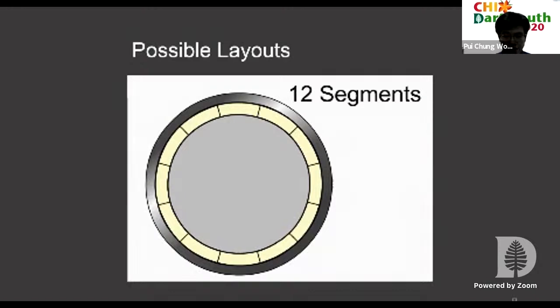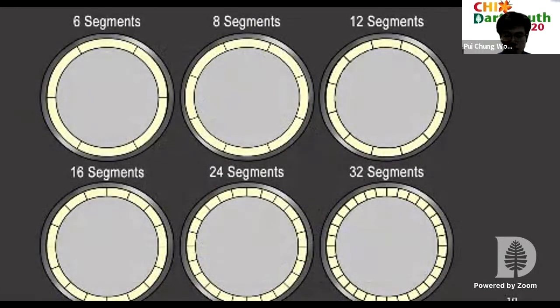To get started, there are many possible layouts. We can divide the circular bezel region into different numbers of segments, and we would like to study the effect of different segment sizes. We chose commonly used layouts and their subdivisions, that is, layouts with 6, 8, 12, 16, 24, and 32 segments. And we choose the orientation that is commonly used in daily life.